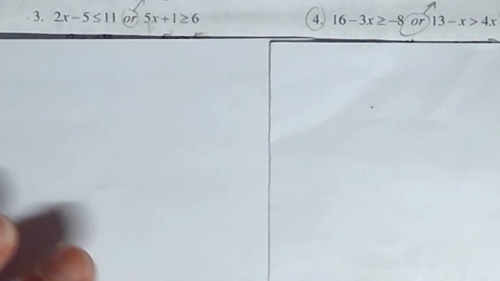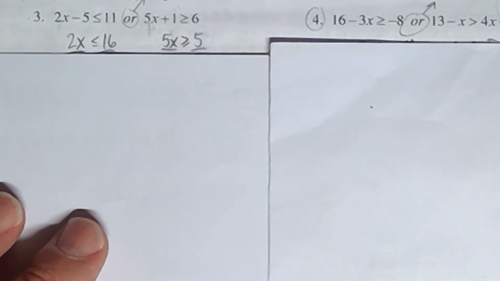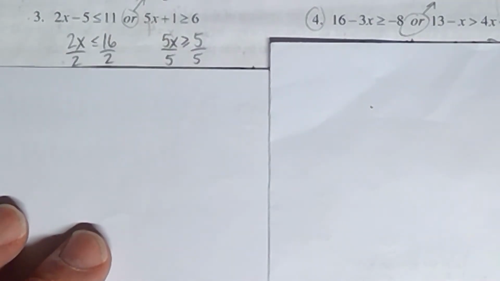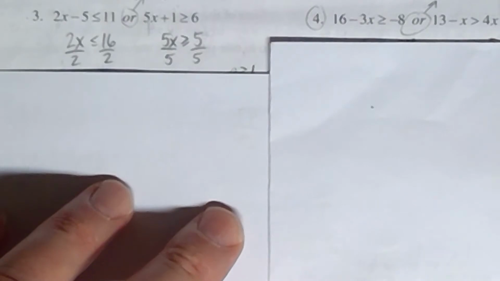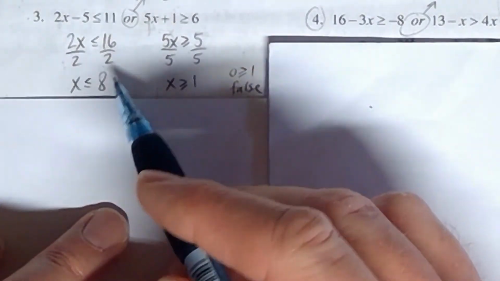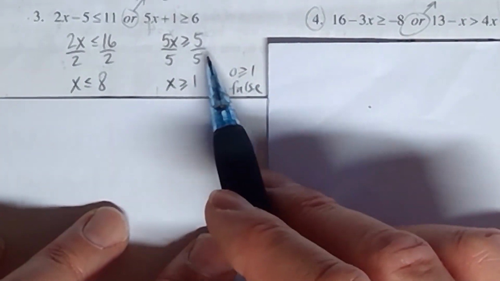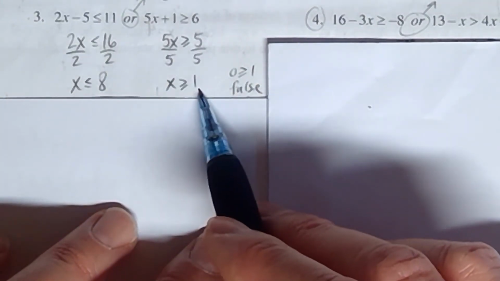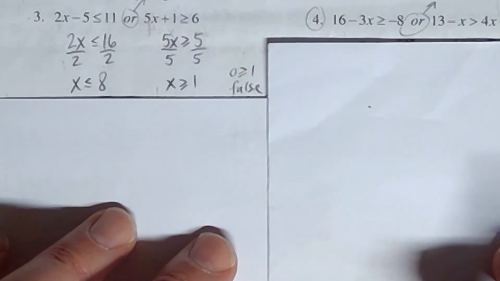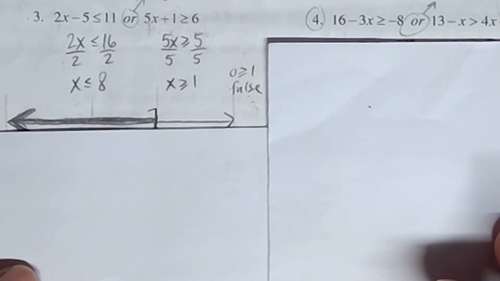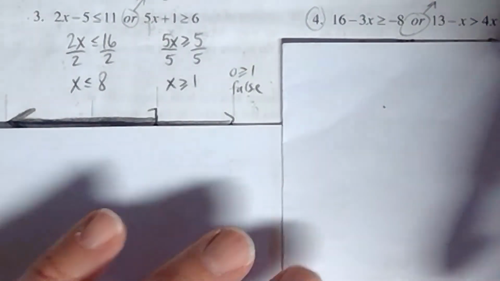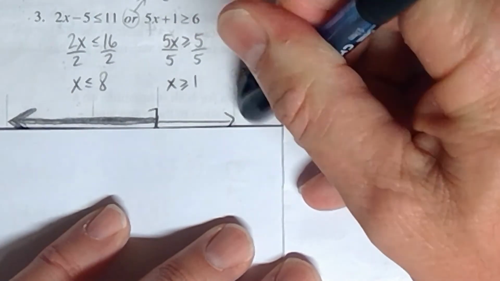Okay, so we need to move the 5 over with the 11 and then divide out the 2. That gives us the 8. We move over the 1 on this one, subtract it over, and then divide out the 5, and it gives us the 1 on the other side there. So we have 8 and 1. Okay. Let me erase this out of here.